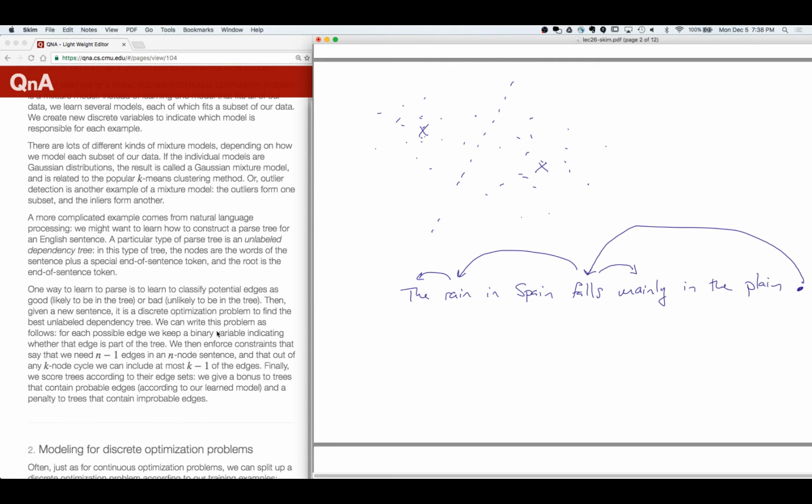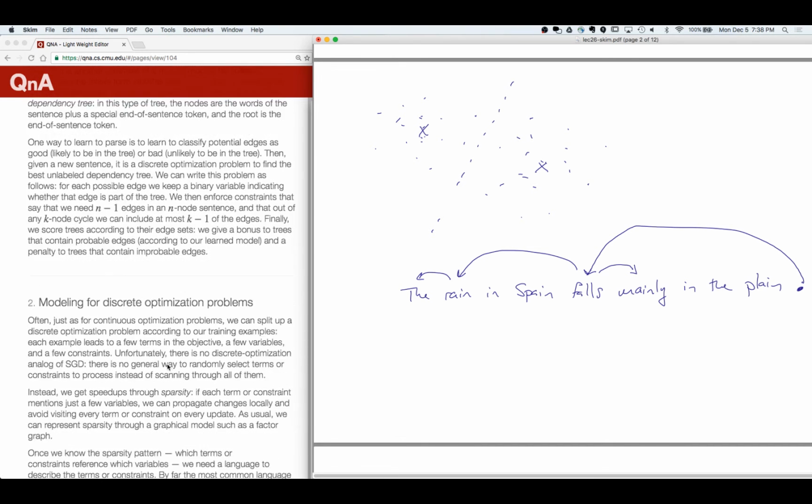And then you have constraints that say things like, well, if you're going to have a tree over n nodes, then you need n minus 1 edges. Or if there's any k node potential cycle, right? If there are k edges that form a cycle, we can't include all k of them. We can include at most k minus 1. And then to optimize would be just the sum of the scores of the edges that you include in the tree. So that would be a very nice discrete optimization problem. And it turns out one that in some cases we can solve efficiently.